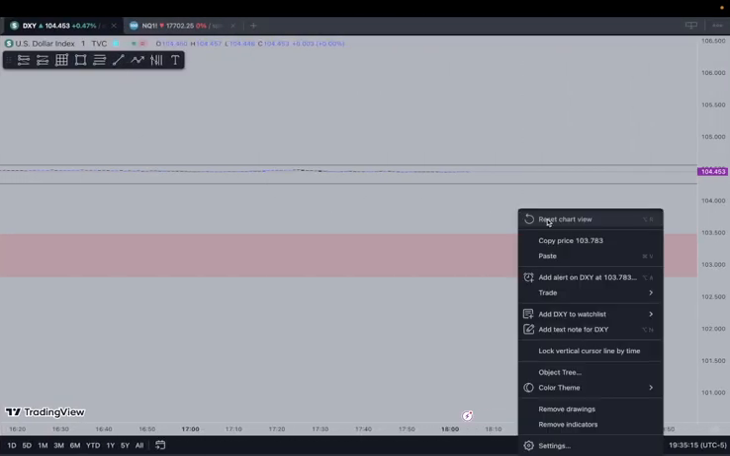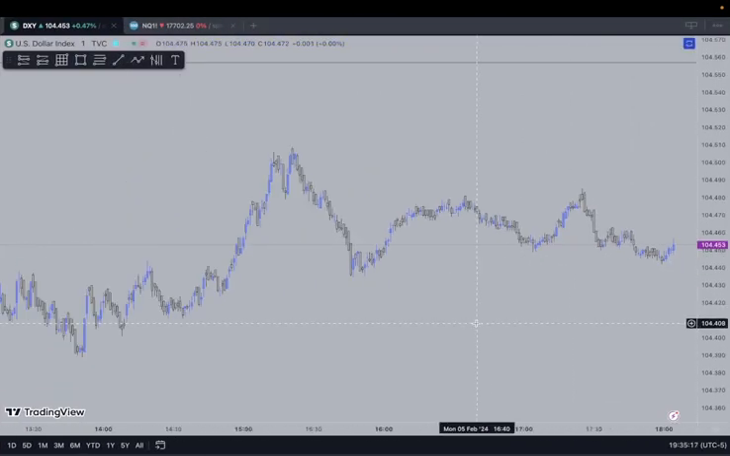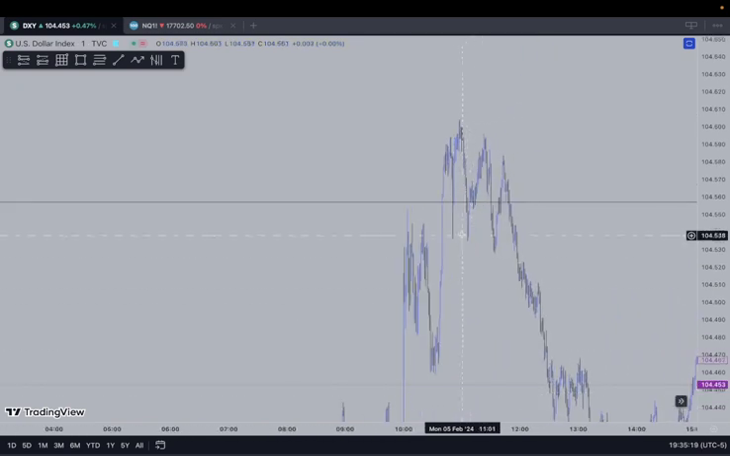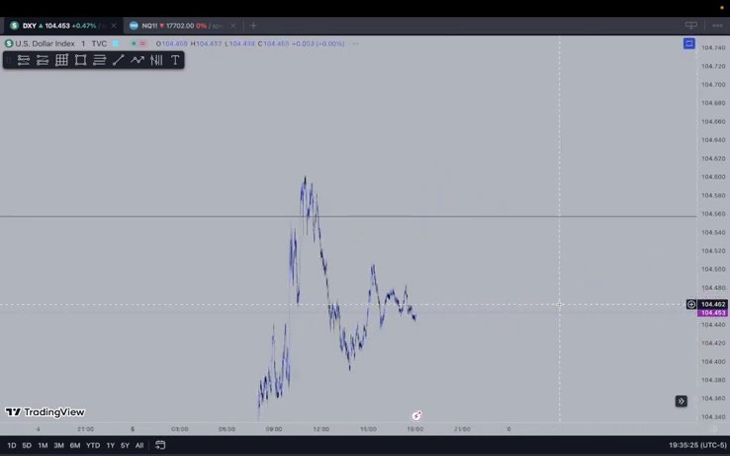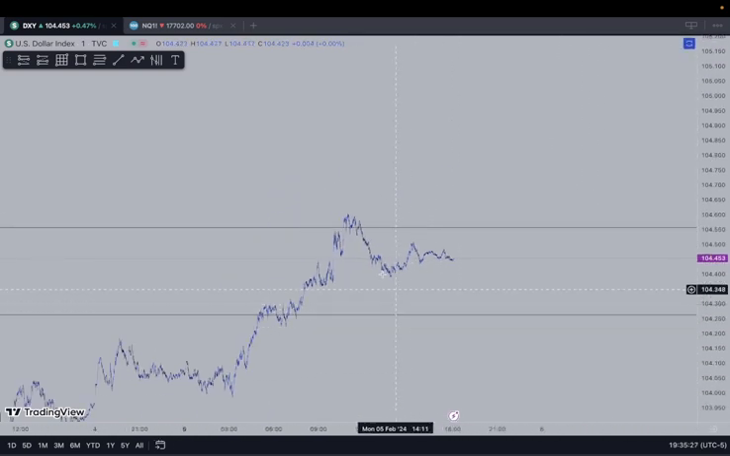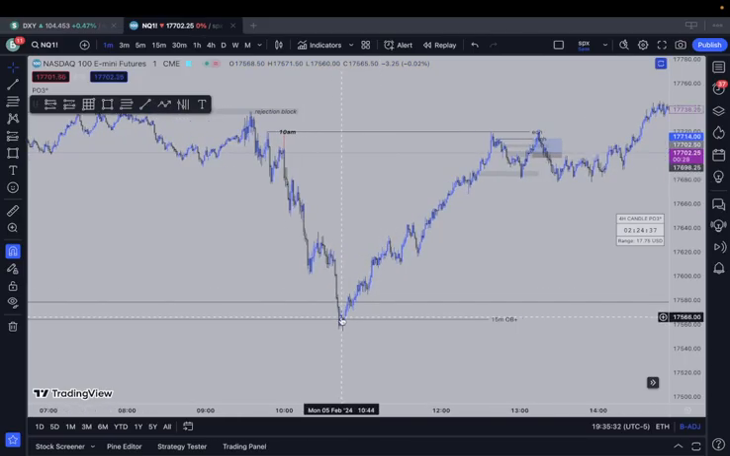On DXY. At just around that same time, 10:40, we took out the draw, those equal highs on DXY. And then what do we see right after that? Okay, we see some bullish order flow, and you could have caught your longs here.